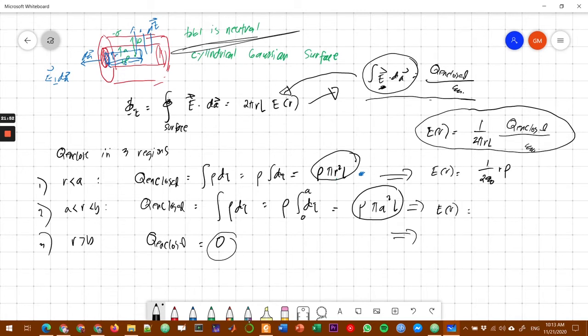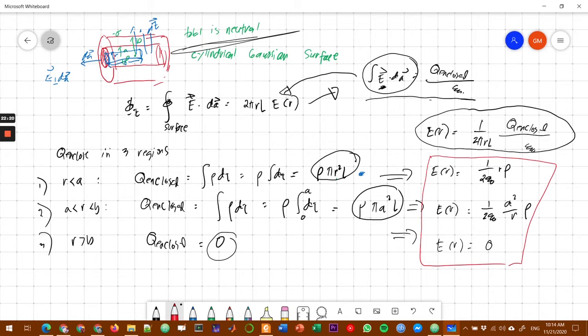For the second region, that is in between A and B, the electric field would be 1 over 2 epsilon naught A squared over R rho. And then the electric field sa gawas would be, of course, ang Q enclosed is 0, so there would be 0 net electric field. Okay, so that would be our final answer. So dali na siya, class. Actually, dali na gid kaayo naalang kay ma-establish nga symmetry. And then, if ma-apply na to ang Gauss's law because of that symmetry, then the calculation would be very, very much easy and straightforward.